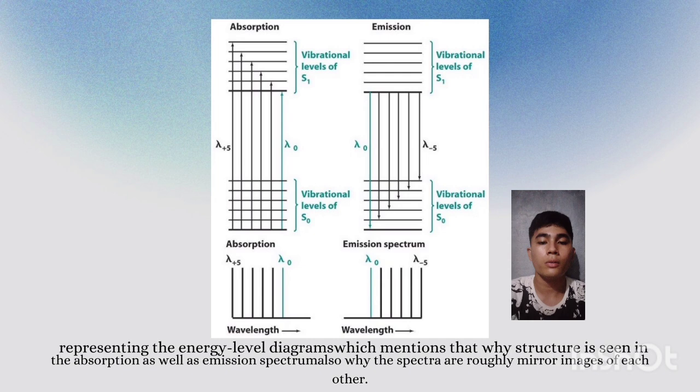Sometimes, the molecule doesn't go back directly to the ground state. Instead, it moves to the triplet state, which is a state with a different spin. From there, it slowly returns to the ground state and emits light. This slower process is called phosphorescence and can last from milliseconds to even seconds.